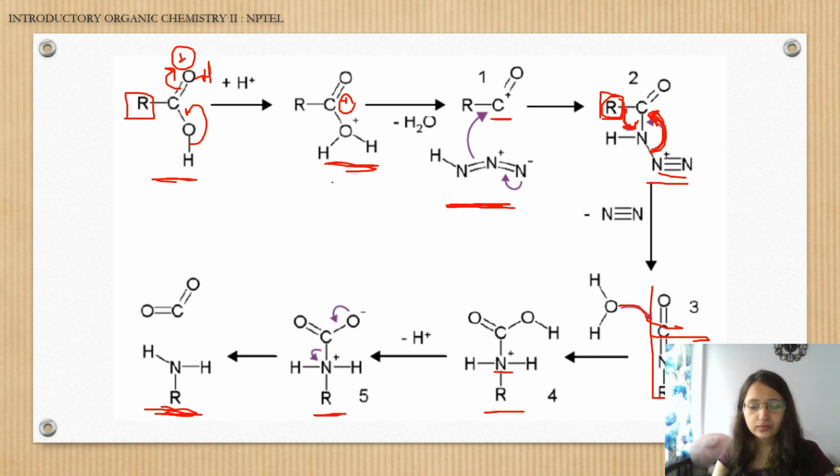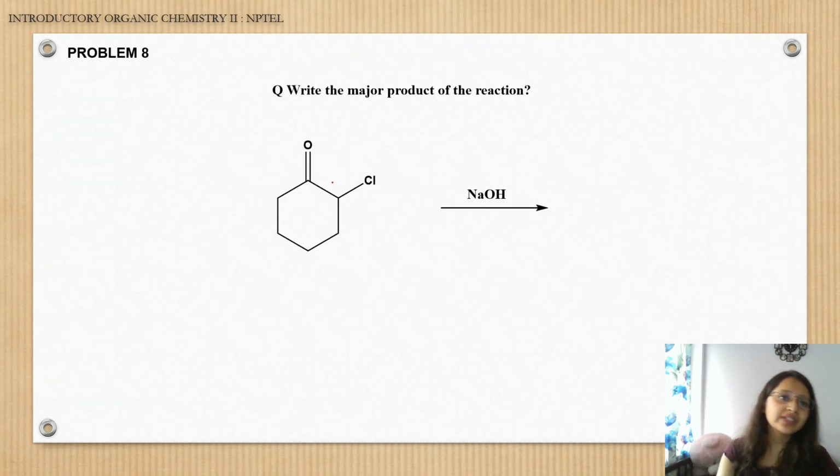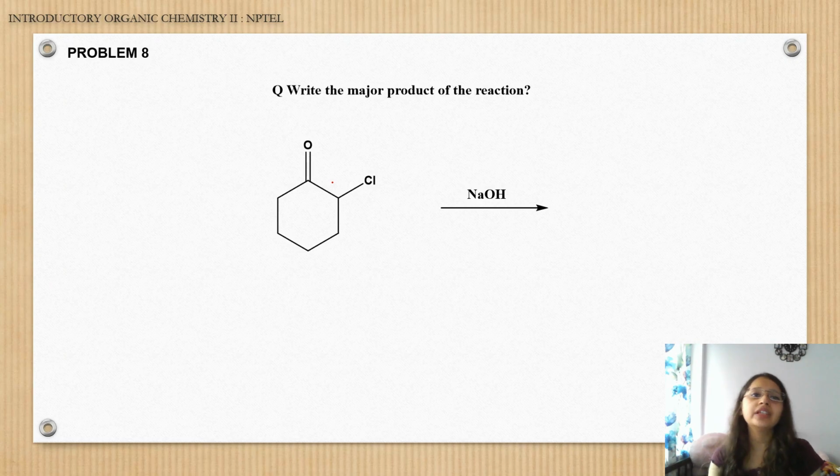Okay, so if no one has any doubt, I'm proceeding to the last problem of this session, that is problem 8. Very quickly we go through this question. See, what they are asking here is, I have not mentioned the options. It's just for your information that this kind of rearrangement is there. Okay, so here they are asking, write the major product of the reaction. So this is an alpha halo ketone, and if you treat it with basic conditions, what will happen? You have to figure it out.